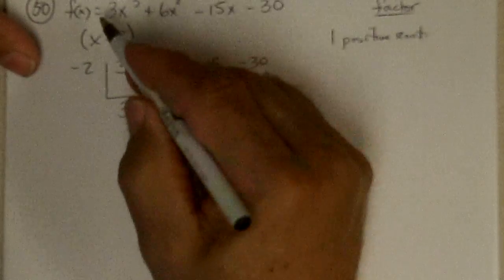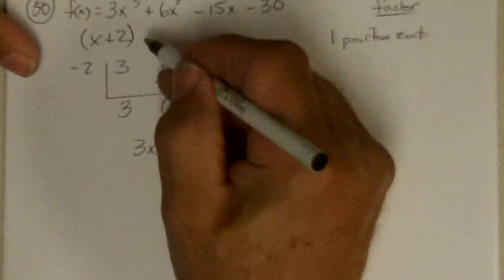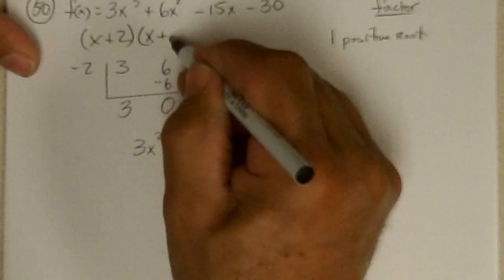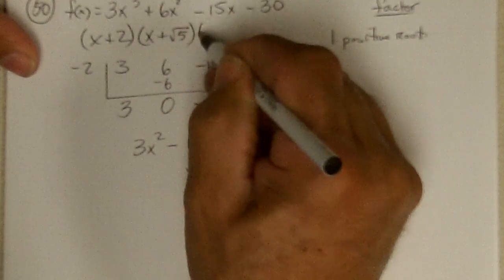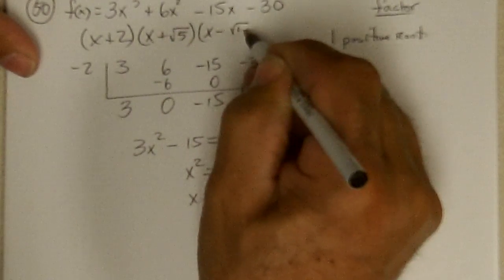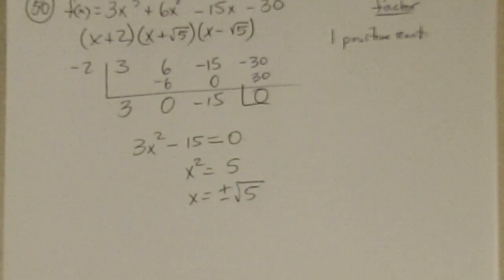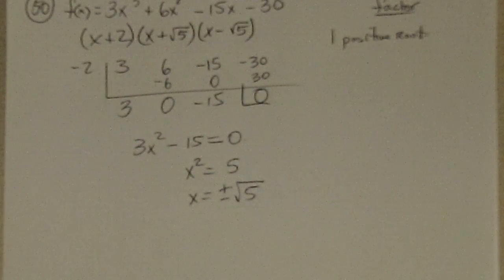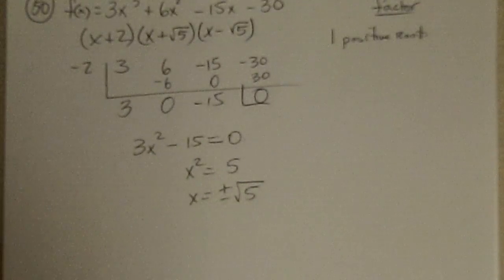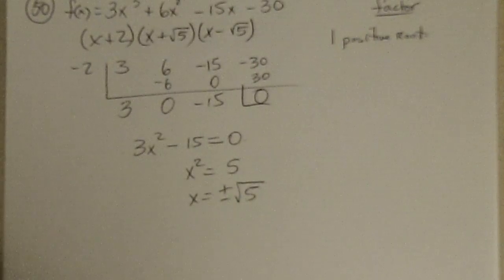So this factors to x plus 2, x plus the square root of 5, and x minus the square root of 5. And that's that function factored. Okay, now we'll go to 57.